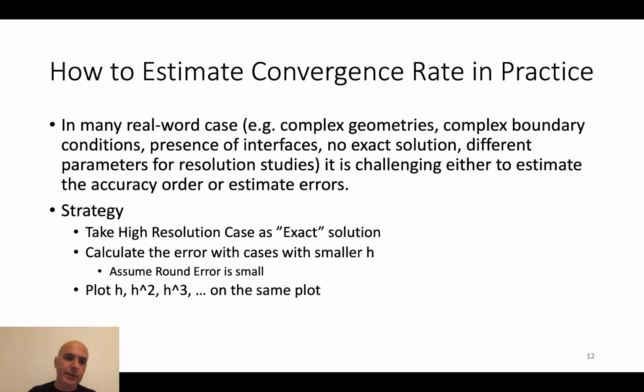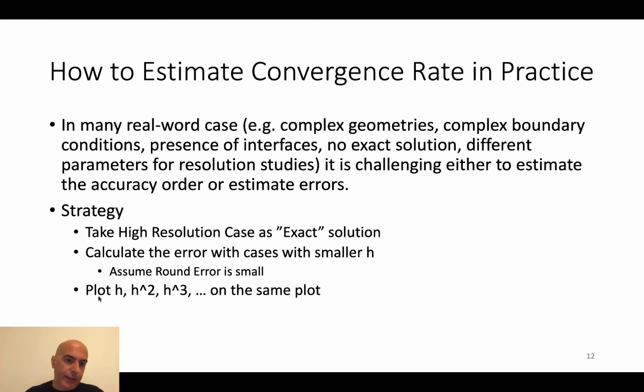So how do we do it in practice? Well, the strategy that we typically use is to perform a simulation with very high resolution and take these results as the exact solution. So let's take a very, very high resolution simulation, and then take the results of this high resolution as the exact solution. And then we can compare other lower resolutions to this exact solution. So for instance, we can calculate the error for cases with a smaller h, and we also assume that the round-off error is small, so it's going to be mostly truncation error.